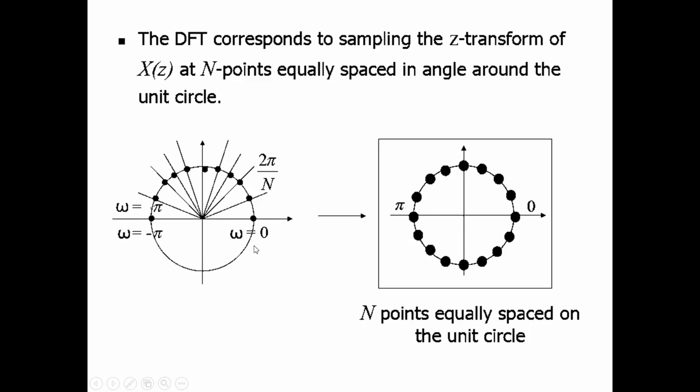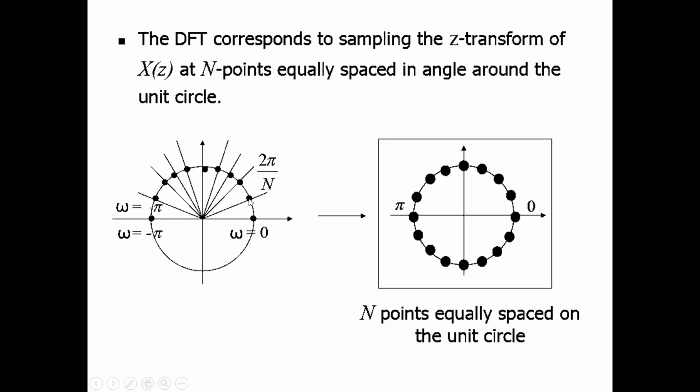Now, if this is the z plane, along the x-axis is the real part of z, and along the y-axis is the imaginary part of z, right? And this is for omega equal to 0. The perimeter of this circle is actually a continuous representation, that means omega is a continuous variable. Now, if we discretize this continuous variable and divide the whole 2 pi circular range into equally spaced intervals, that means each interval will be given by 2 pi by capital N. That means with a factor capital N, we are dividing this whole 2 pi.